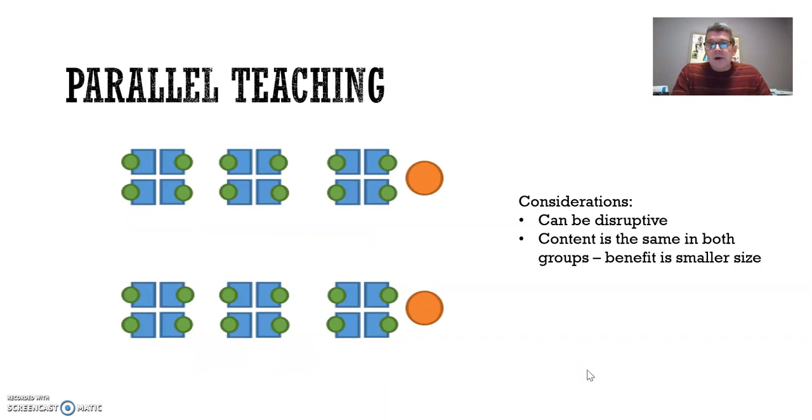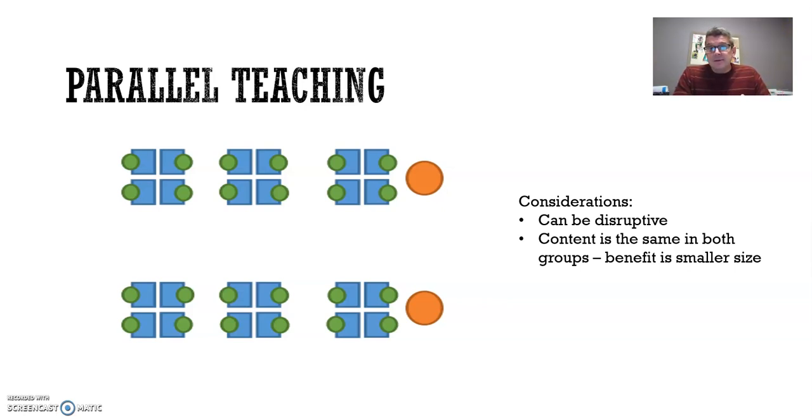Parallel teaching is where you divide the classroom in half. And so the gen ed teacher takes half of the class, the special education teacher takes the other half of the class. And this is a great way, if you have 2 teachers in a classroom, that you can make the class size for that classroom more manageable.